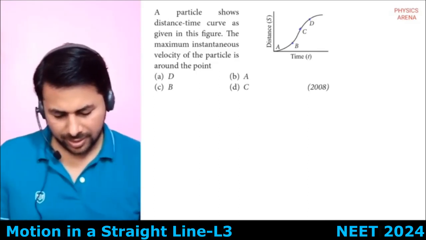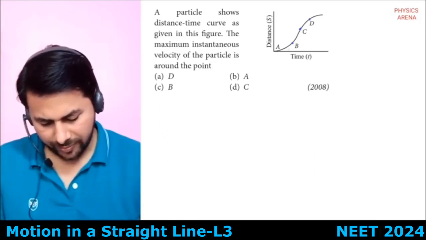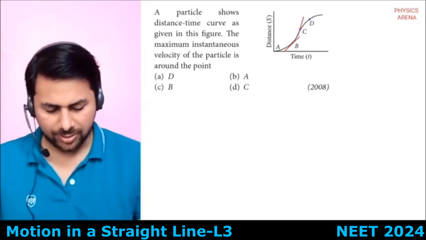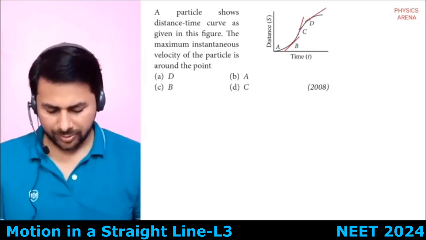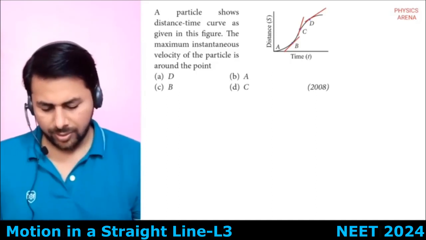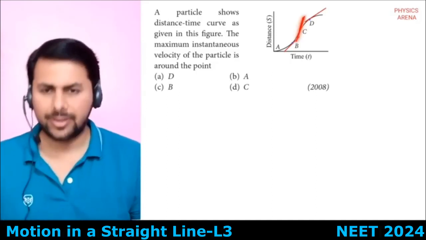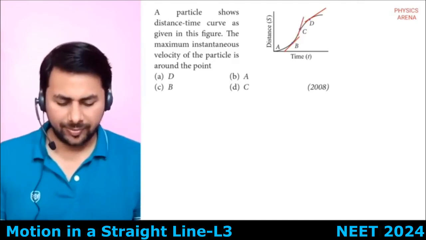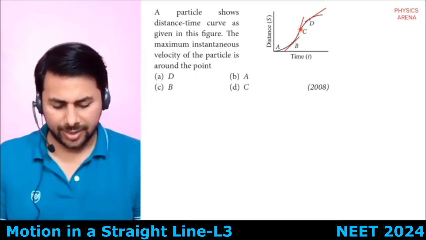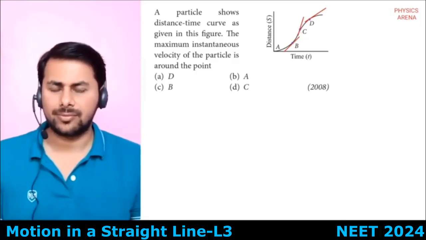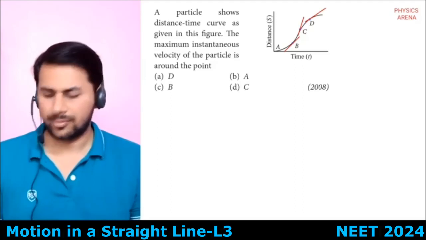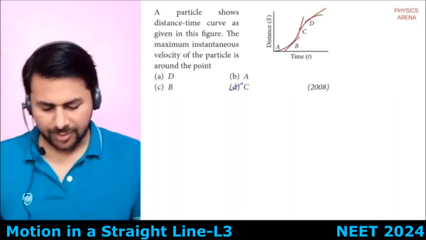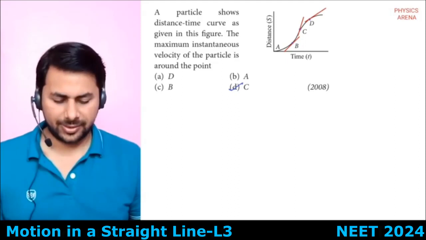Okay, and then if we draw the tangents to the curve, so tangent at this point looks like this, tangent at this point looks like this, tangent at this point looks like this. So now slope of this tangent will be highest, right? So that means velocity is highest at point C. Right? So velocity is highest at point C if the points are marked like this.